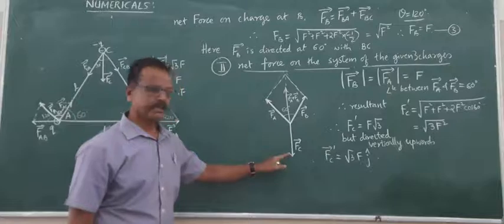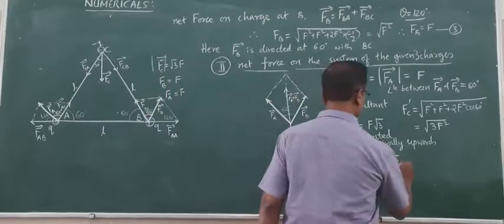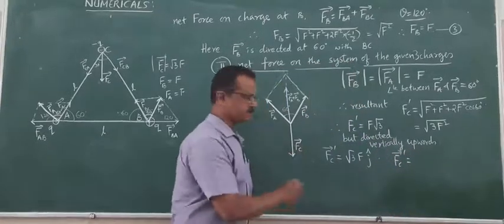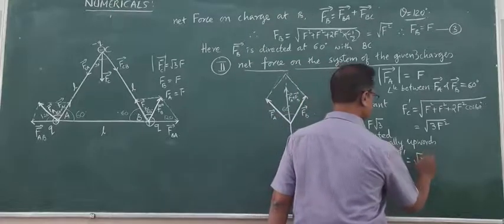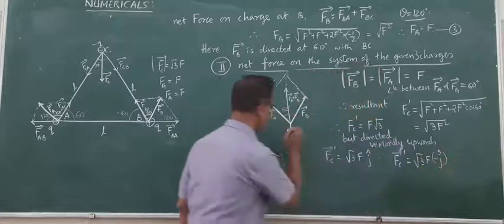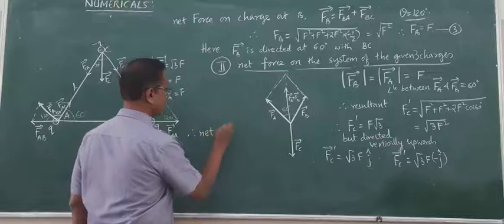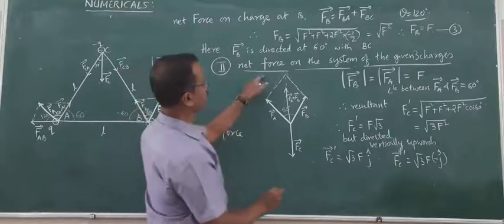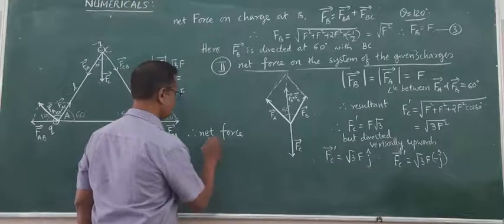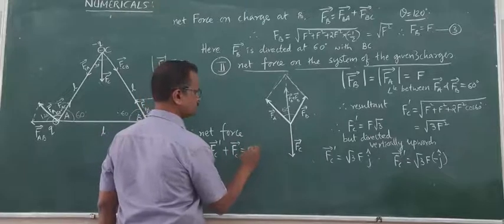Whereas FC vector is directed along the negative y-axis. So this also has the same magnitude but about the negative y-axis. Therefore, net force, that is what we are calculating. Net force on the system of three charges is vector FC dash plus vector FC, which is equal to 0.